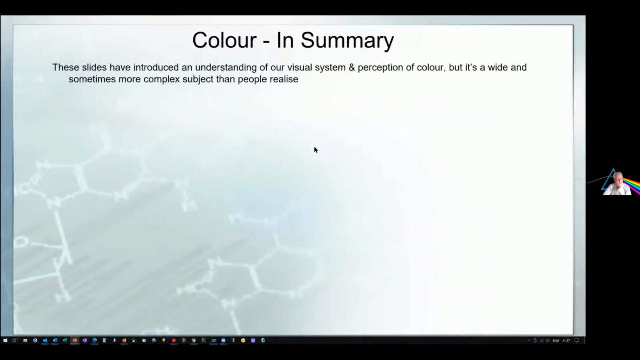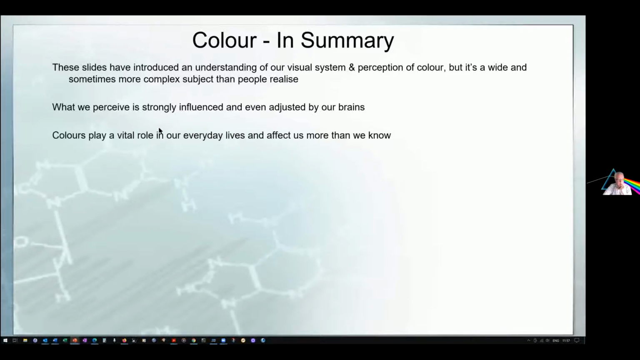So, in summary, this has just introduced the subject of colour and how our visual system works and how we perceive colour. But it is a very, very complex subject when you really delve into it. So our perception of colour is very, very strongly influenced by and adjusted by our brain. But the colours play a vital role in life, and they affect us far more than we give credit for. They can alter our mood and they influence our choices.